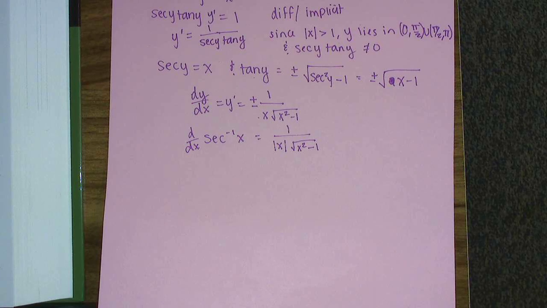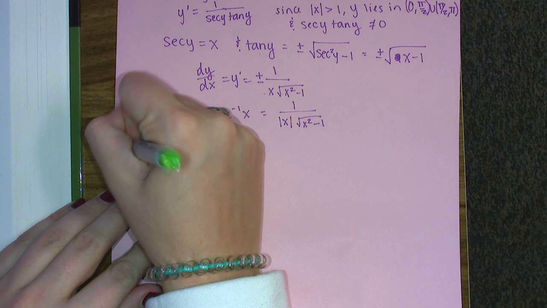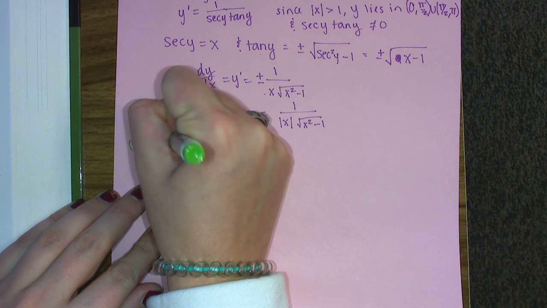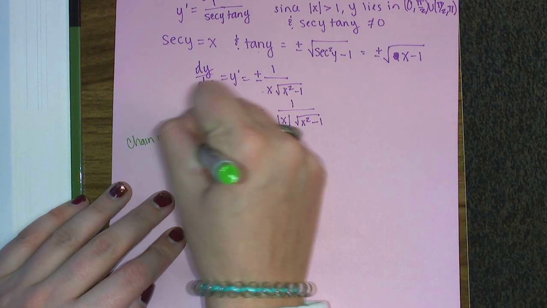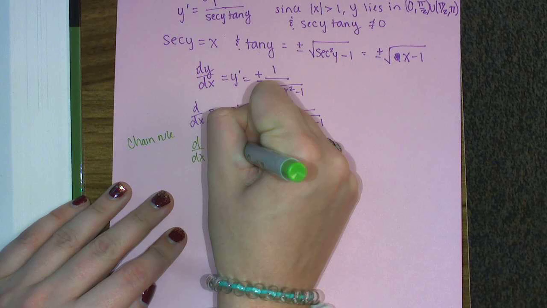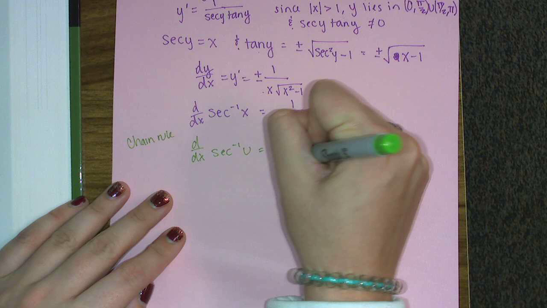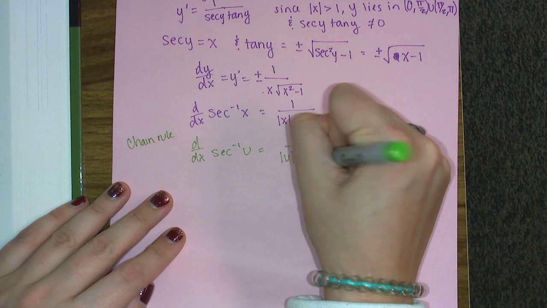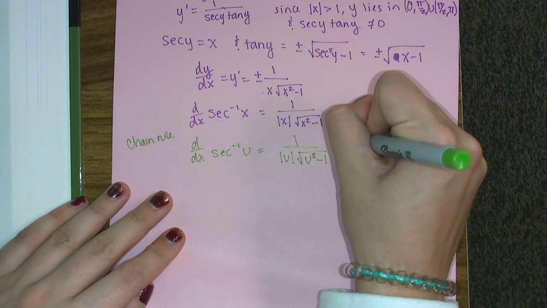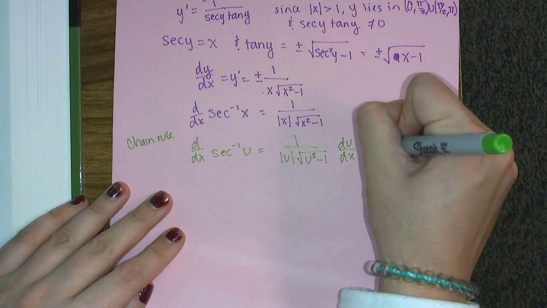And then, obviously, dealing with the chain rule. If we have the derivative of the arc secant of u, we have 1 over the absolute value of u times the square root of u squared minus 1 times du dx, given that the absolute value of u is greater than 1.